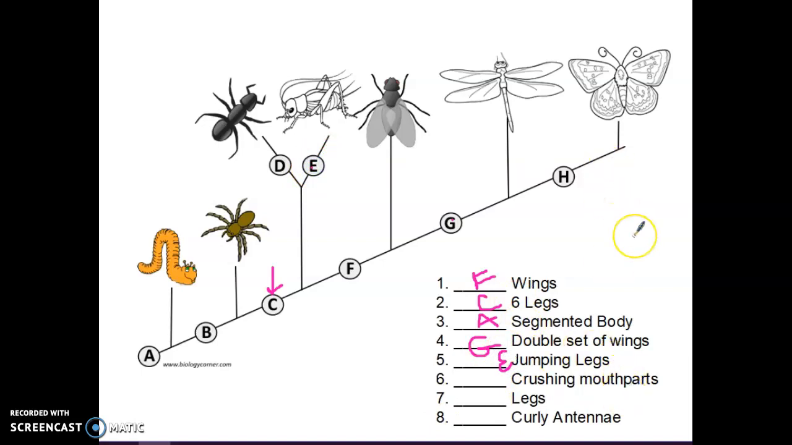Okay, and crushing mouth parts is actually D. Ants crush their food, their jaw moves side to side, unlike ours. Okay, the next one's easy. The first place where legs actually show up is at the spider, so that would be a good spot for us to put B. Okay, and then curly antenna, which gives them much more sensation, would be obviously the butterfly, so that would be H. Okay, so that's an example of how you do the derived characteristics.